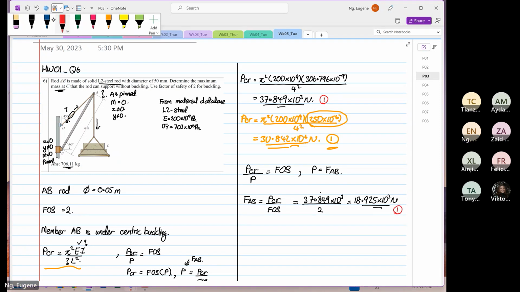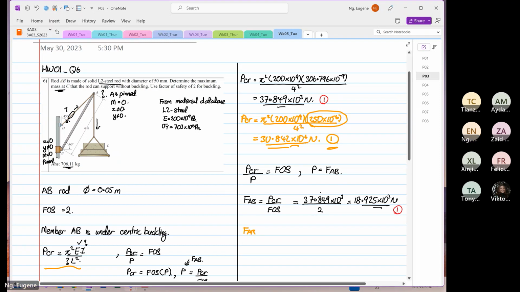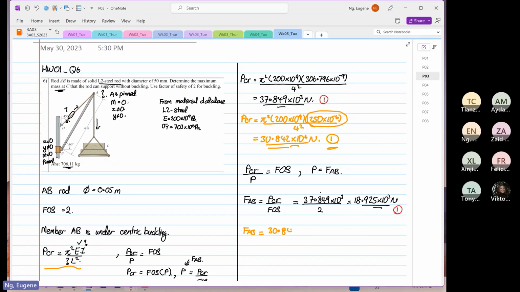However, let's say whenever I write in orange is when you use your wrong. So however, if you write FAB is equal to 30.842 times 10 to the power 6 divided by 2, right? So 30.842 times 10 to the power 6 divided by 2 is equal to 15.421 times 10 to the power 6 Newton.